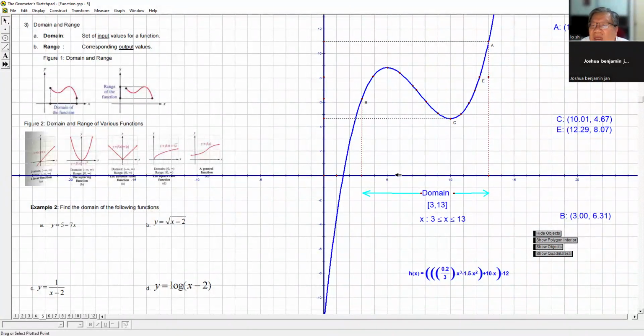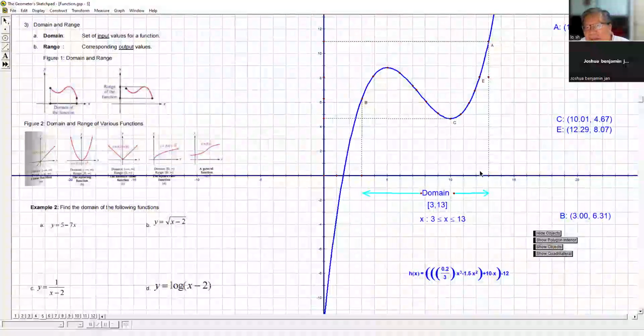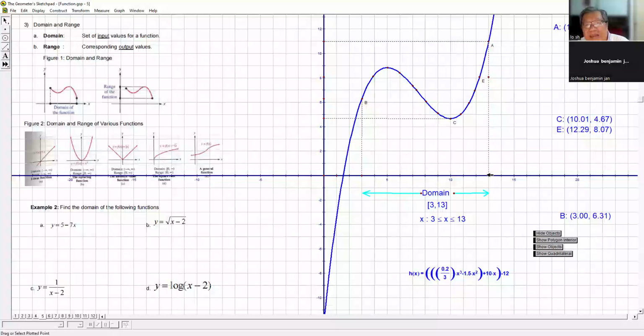It is from 3 until 13. The way your lecture notes denote the domain is by using two numbers: the smaller number along the x-axis and the biggest number along the x-axis. If it is inclusive of the two numbers, then you use a square bracket. If it is not inclusive of the number, then they use the round bracket. Okay, so now the domain is from 3 until 13. That means all this from 3 until 13.